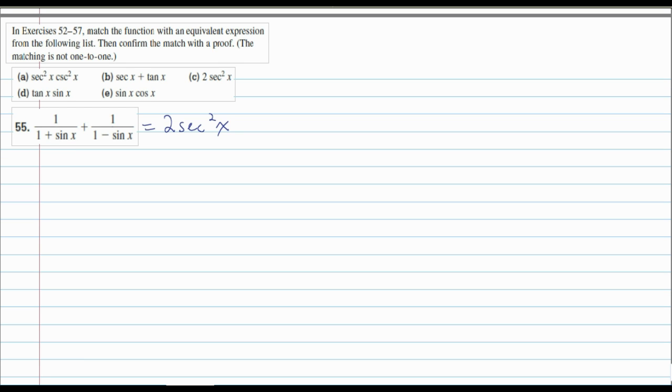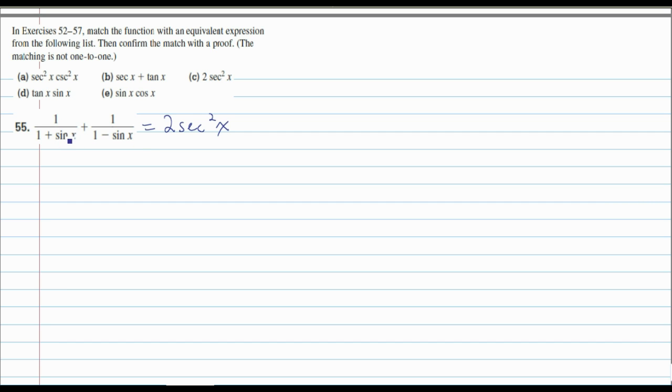The now try problem is number 55. Same kind of setup. They give you an original function and you have to determine which one is equivalent. So I graphed number 55 in y1, and then I tried each of those in a different y and found out that 2 secant squared of x has the same graph as 1 over 1 plus sine of x plus 1 over 1 minus sine of x. Again, it's a very similar situation to the example.